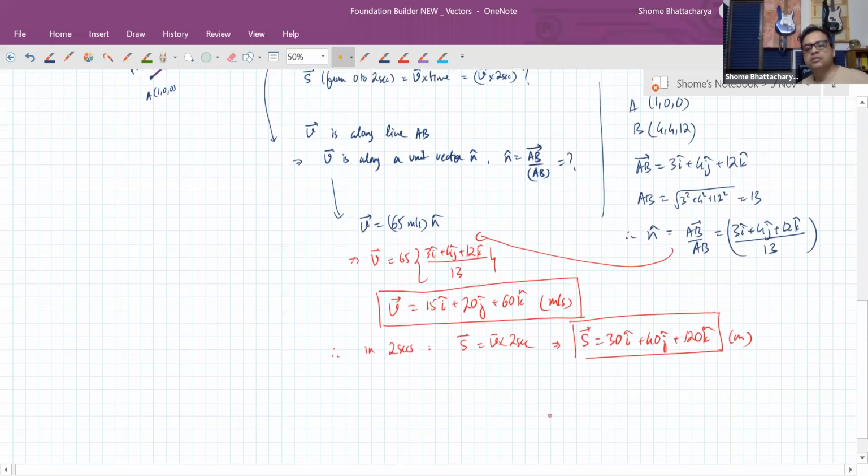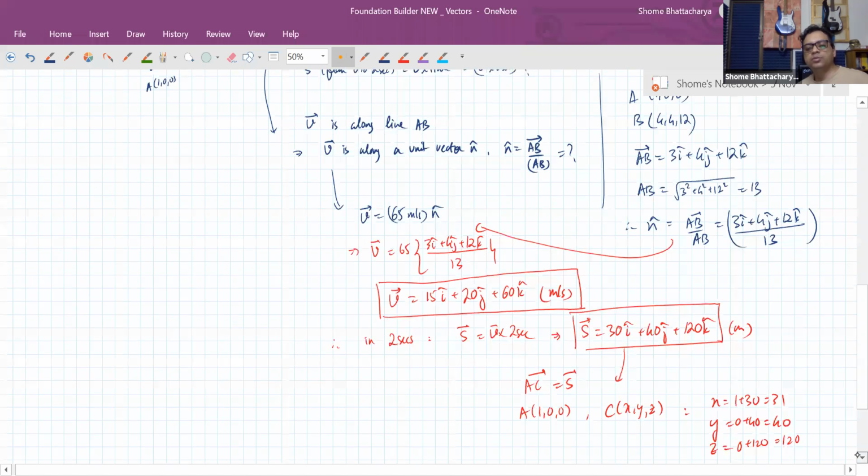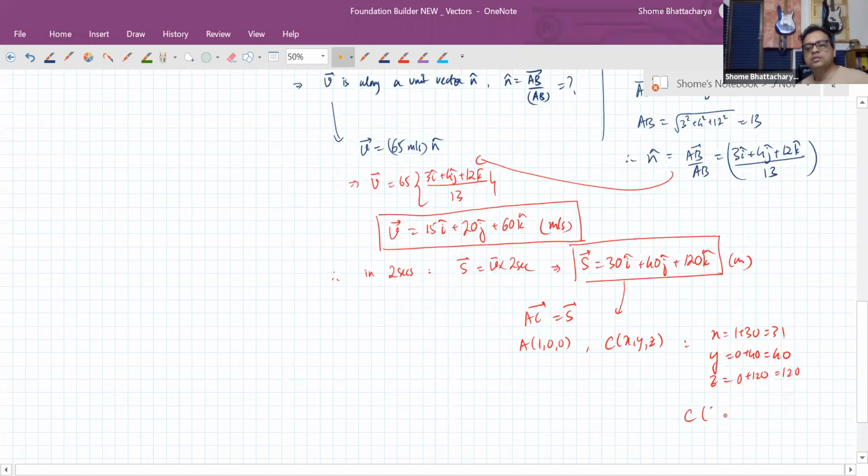A's coordinates are 1, 0, 0. So if C's coordinates are some x, y, z, you can see that x is equal to 1 plus 30, that is 31, y is equal to 0 plus 40, that is 40, and z is equal to 0 plus 120, that is 120. So the position C is 31, 40, 120. Or we can write the position vector in vector form as 31 i cap plus 40 j cap plus 120 k cap. So this becomes our final answer.